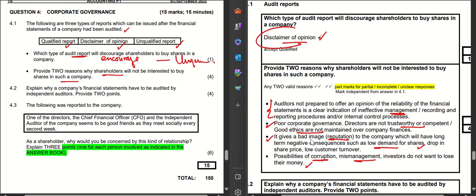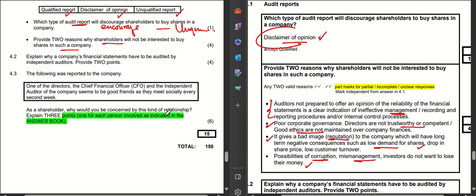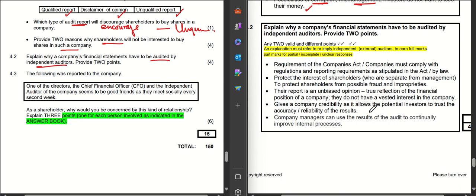All right, I have a few more minutes. Let's see if we can push it again. Let's come to 4.2. So I want to encourage you guys, please go through your corporate governance, go through your audit reports before you go and sit in for your final on the 16th. All right. Explain why a company's financial statements have to be audited by independent auditors and provide 2 points. Why should a company's financial statements be audited by independent auditors?